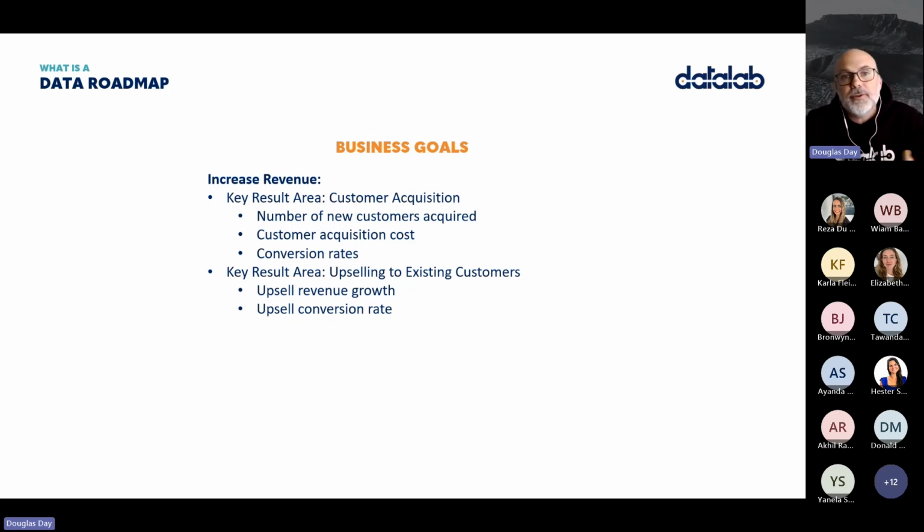And by going through this kind of process of looking at what are the KPIs and what are the lead indicators that roll into those business goals, it helps us also to define what data we actually need and where we'd actually find that data, either inside the organization or outside.